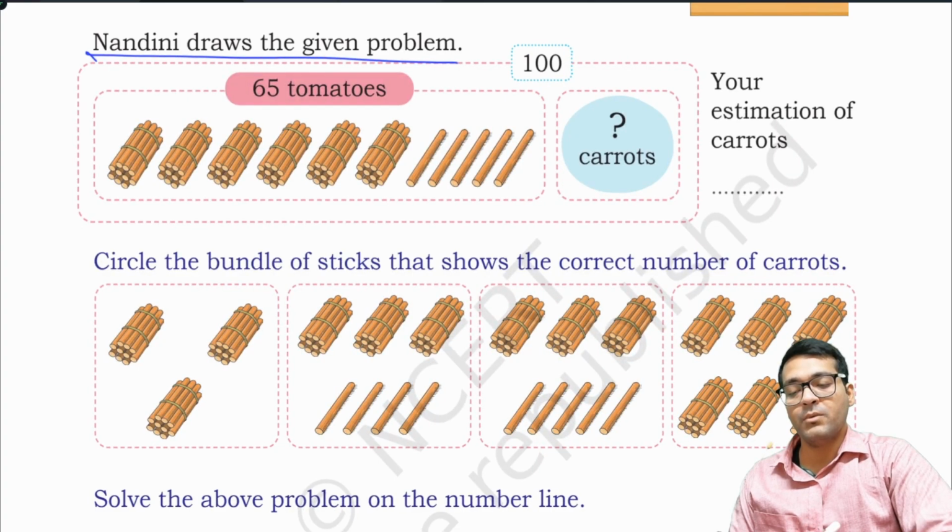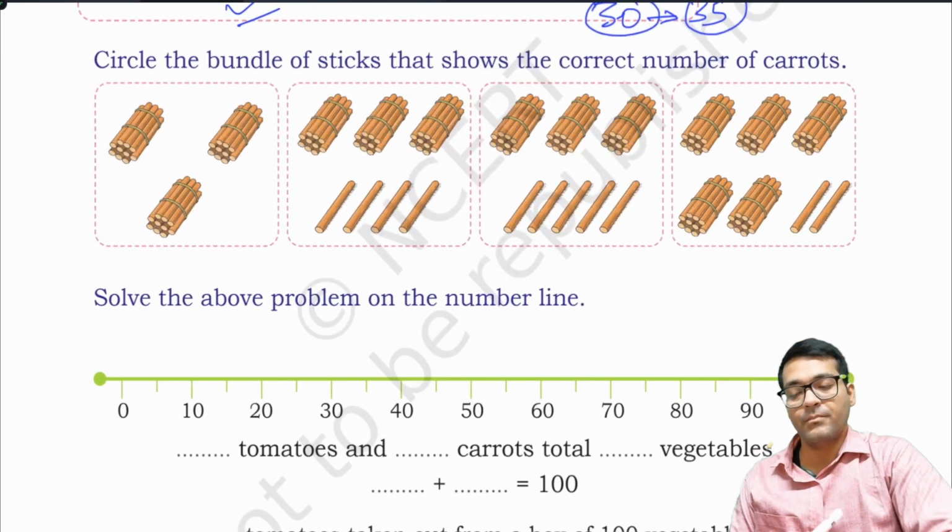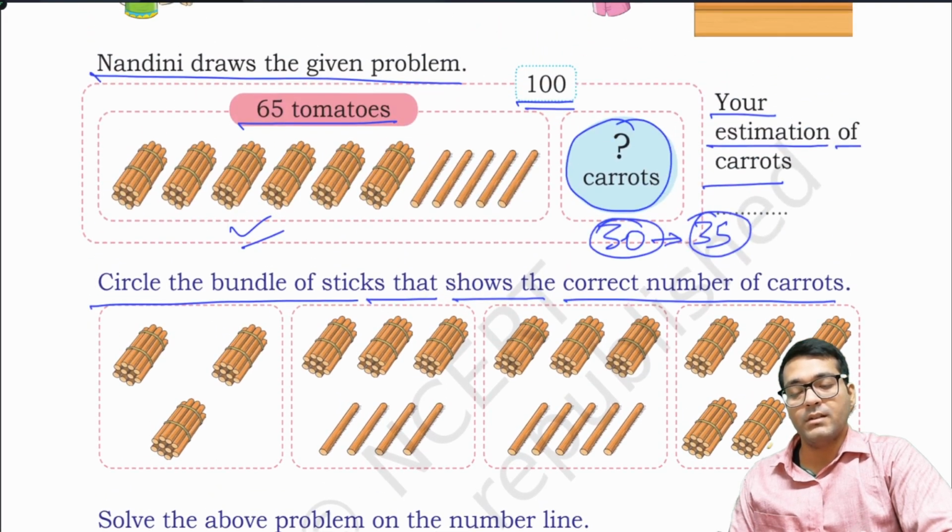Nandini draws the given problem, 65 tomatoes like this, and what should be the number of carrots to make it 100? Your estimation of carrots is more than 30, that could be 35 also. Let's count. Circle the bundles and sticks that show the correct number of carrots. You can do this problem using Ginladi. Let's do it.